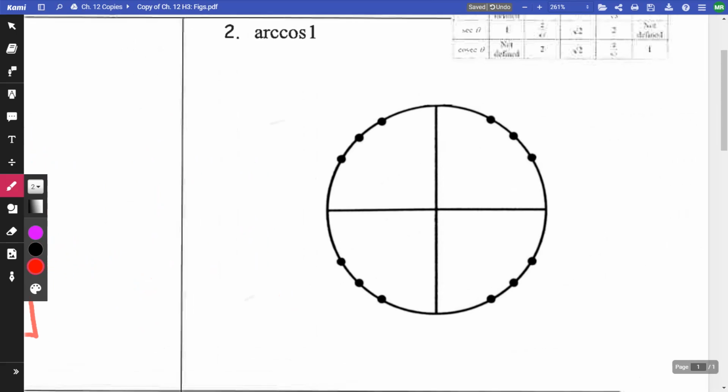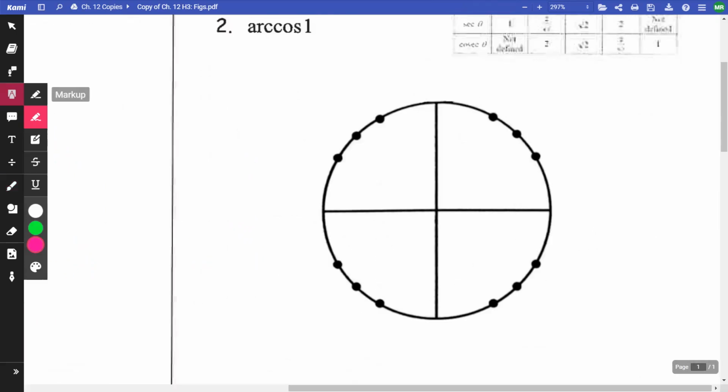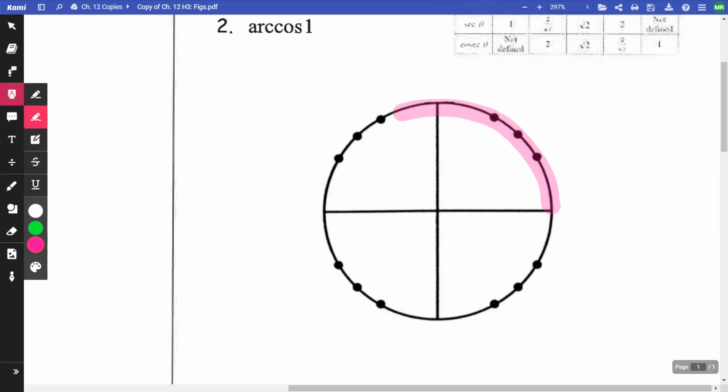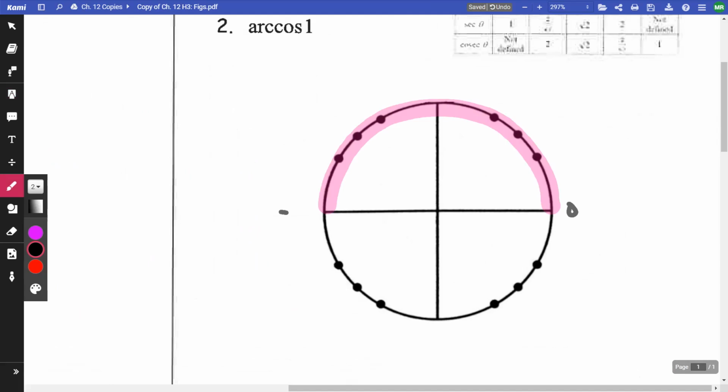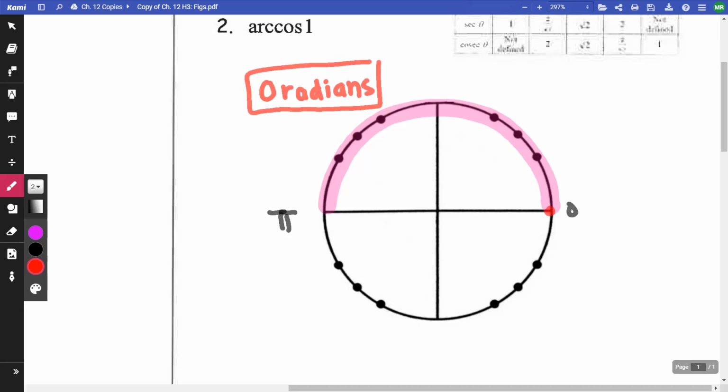On number 2, arc cosine of 1. Now my arc cosine is going from here to here, which is going from 0 to pi. I want where my cosine is a 1. Sorry, not my cosine, our cosine is a 1 here at 0. So the answer to this is 0, and this is 0 radians. Okay, 0 degrees, but we're talking radians, so 0 radians.